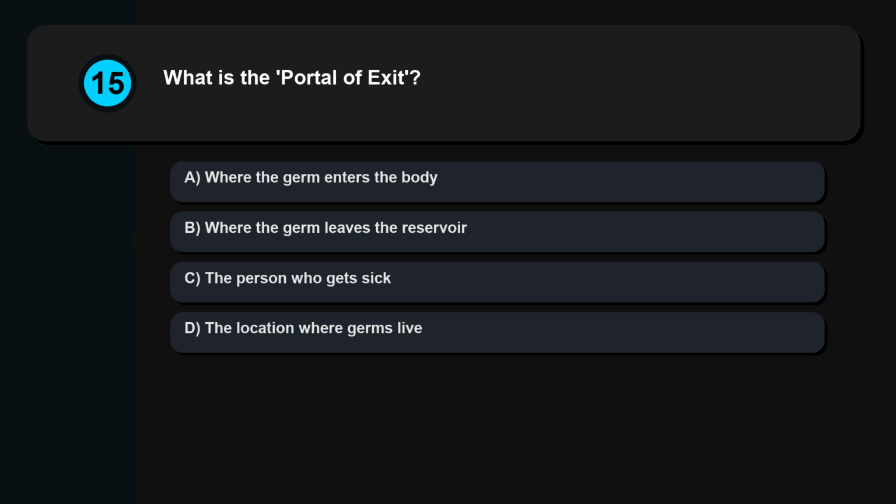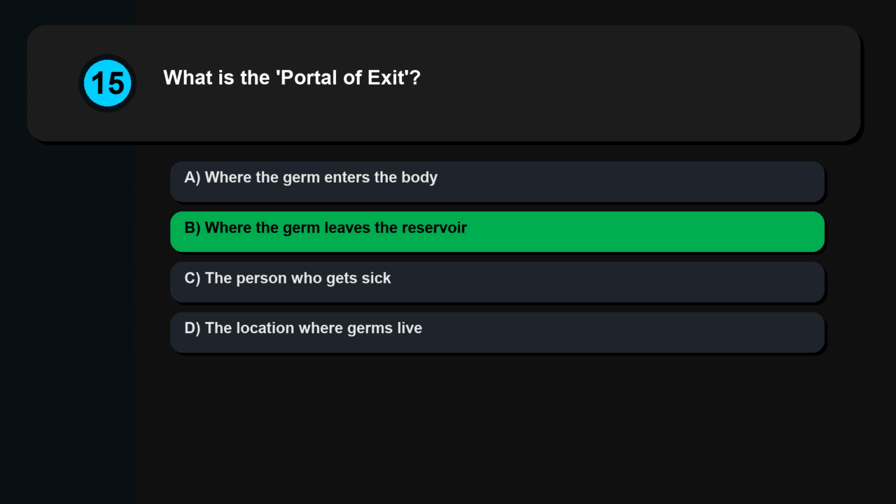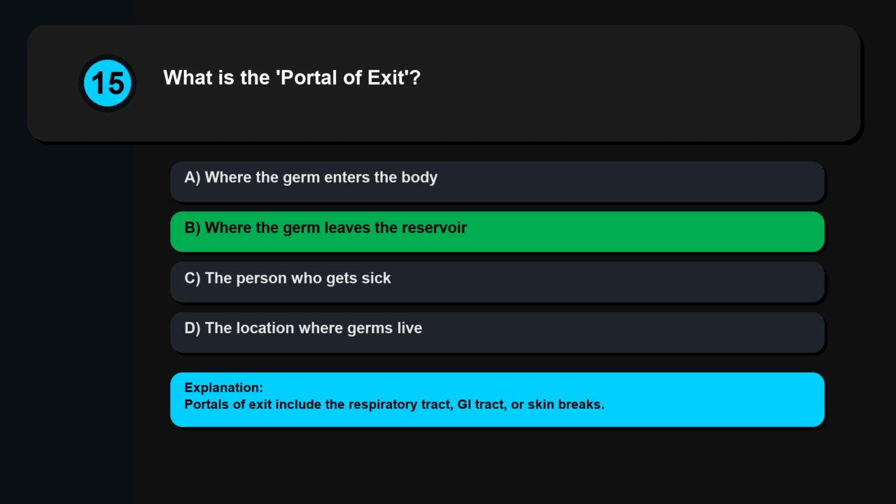Question 15. What is the portal of exit? Where the germ enters the body, where the germ leaves the reservoir, the person who gets sick, or the location where germs live. Portals of exit include the respiratory tract, GI tract, or skin breaks.